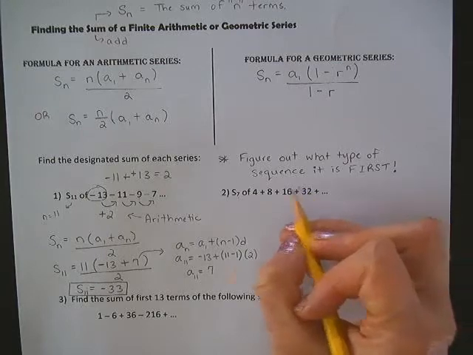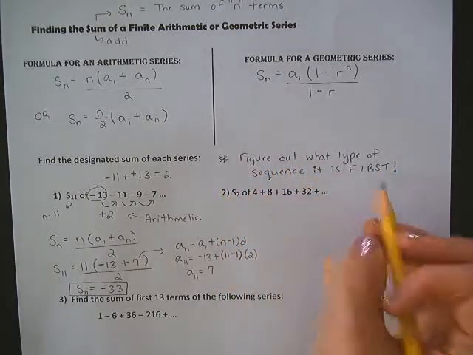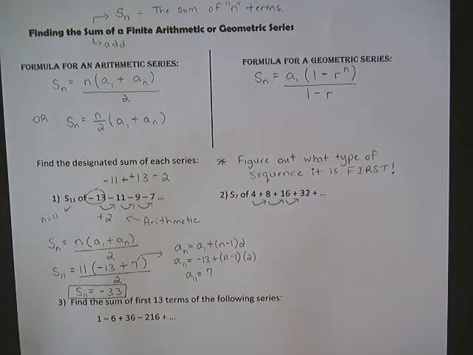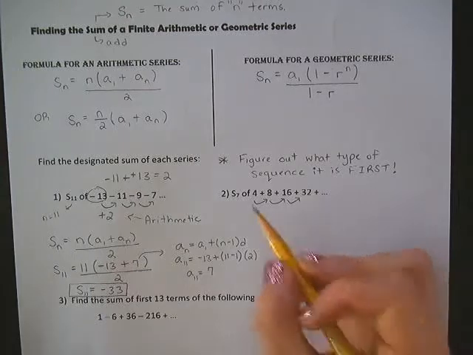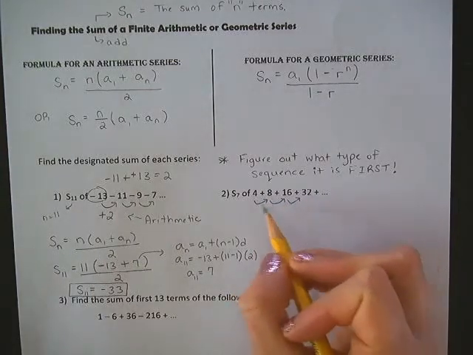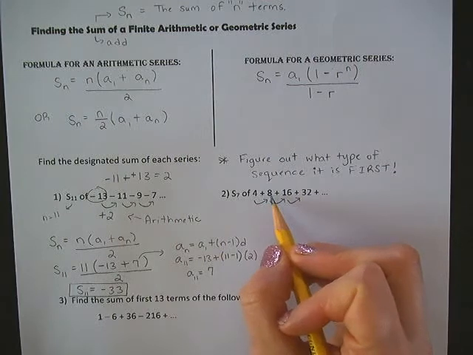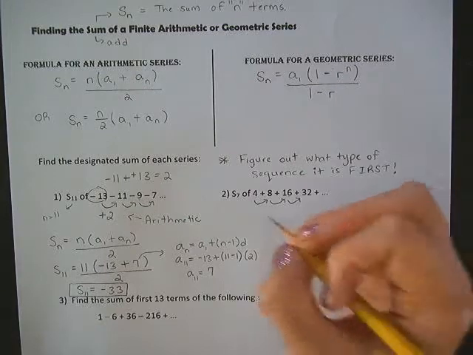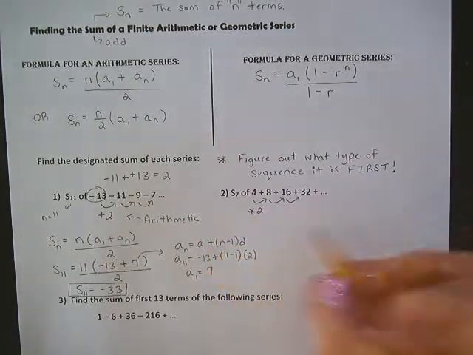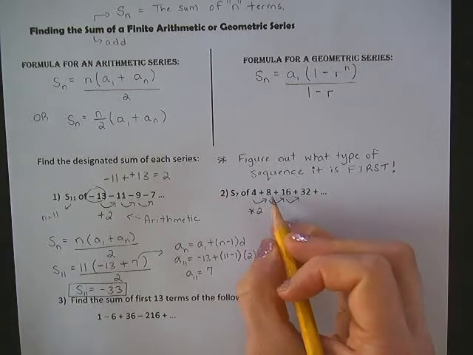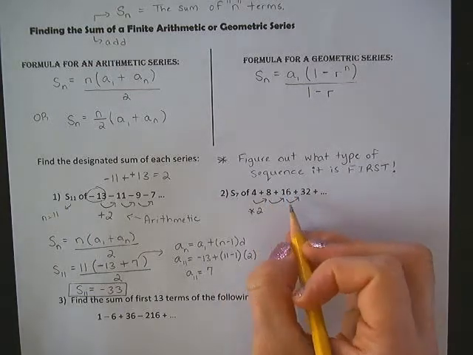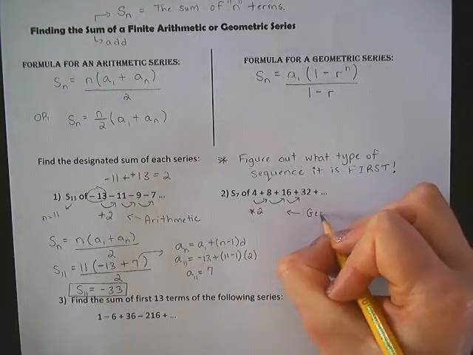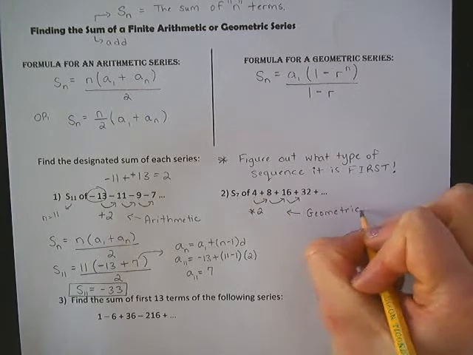All right, so just like the last one, we've got to figure out what type of sequence it is. So I'm going to try to find the pattern here. Am I adding a constant number or am I multiplying by a constant number? If I observe my numbers here, going from 4 to 8, 8 to 16, 16 to 32, it looks like we're maybe multiplying by 2. So I'm going to check it. 4 times 2 gives me 8. 8 times 2 gives me 16. 16 times 2 gives me 32. So because we are multiplying by a constant number, that means this is a geometric sequence.